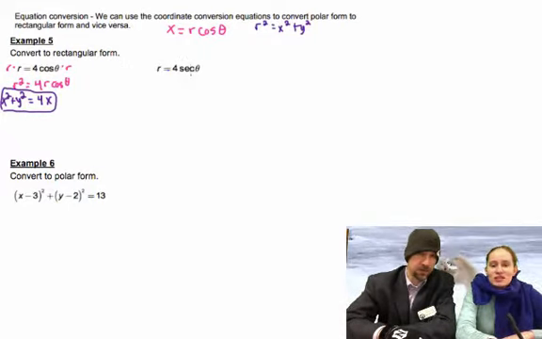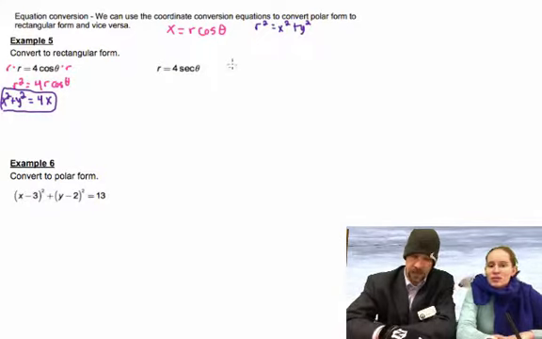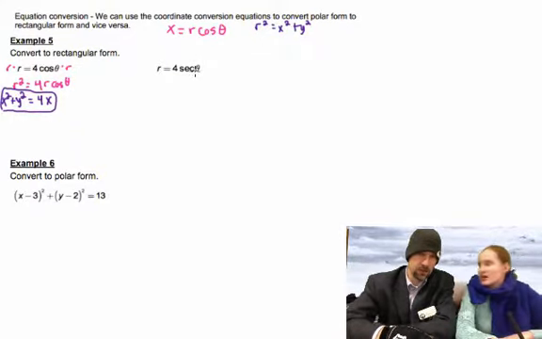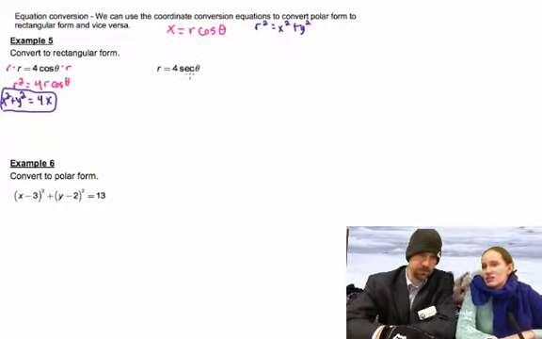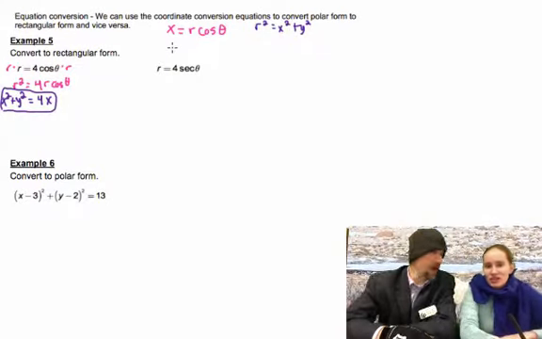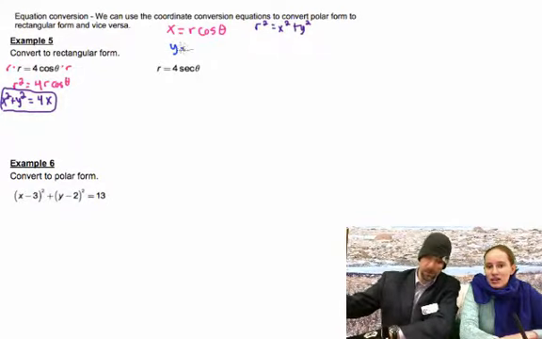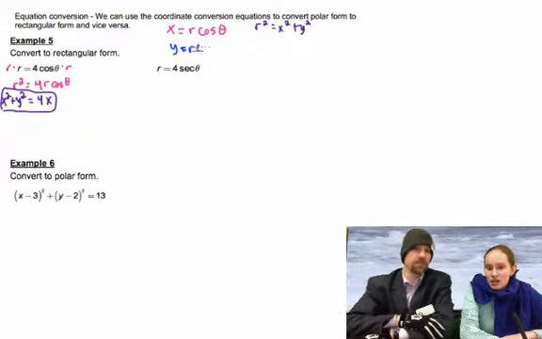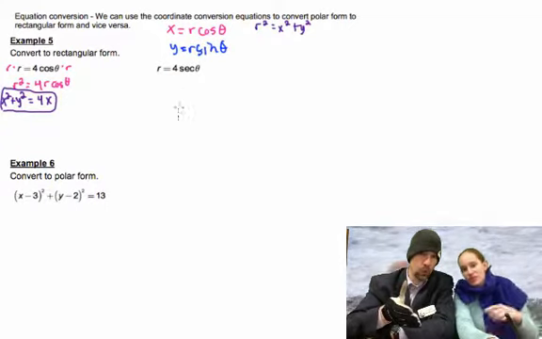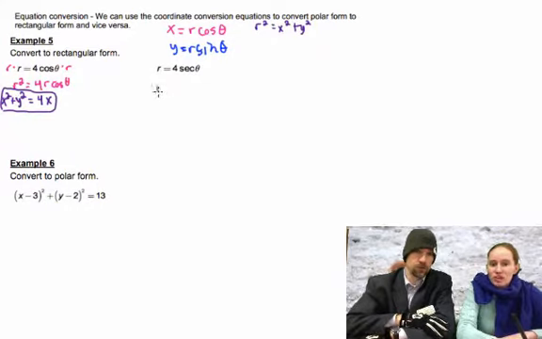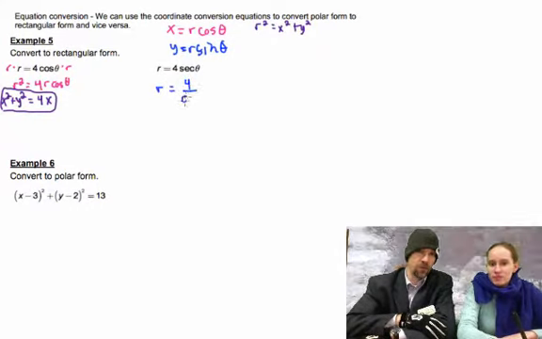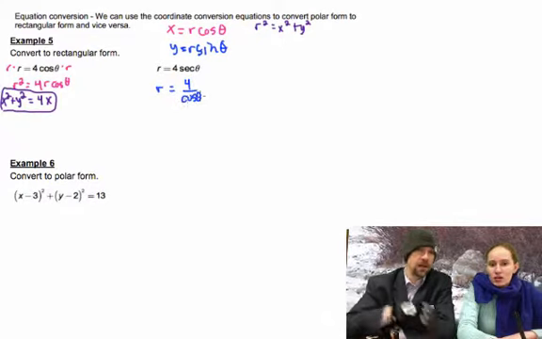Okay. So same deal. New problem. r equals 4 secant theta. We want to get rid of r and theta. Multiply by r. Secant is not something that we have anything with. We have x equals r cosine theta, and y equals r sine theta, but we don't have anything with secant. I have a plan. Rewrite it in sine and cosine. Secant is 1 over cosine, which is 4 over cosine. Now, here's an idea.